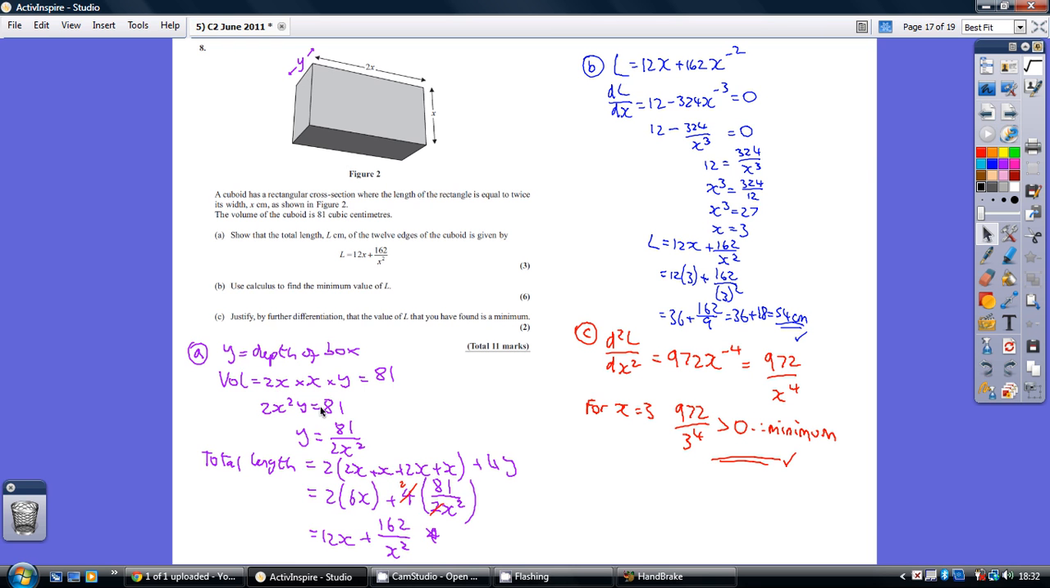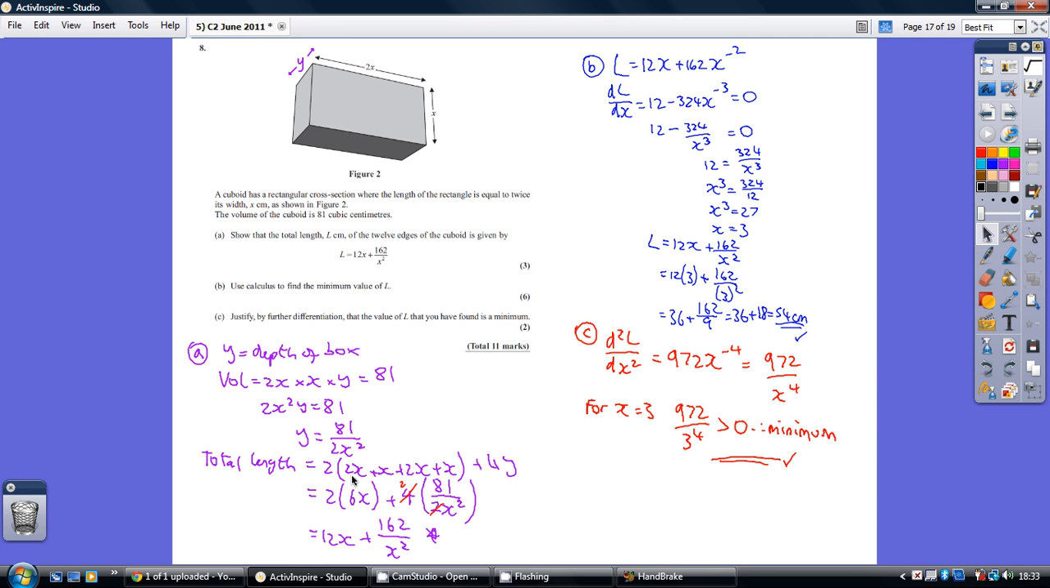Gathering our terms, we get this. Dividing through by 2x squared, we therefore can get this equation that y equals 81 over 2x squared. Now, we know the total length of all the edges is going to be this edge, 2x plus x plus 2x plus x, two lots of that, once at the front and once at the back, so that's this bit, and then also 4 lots of this y.